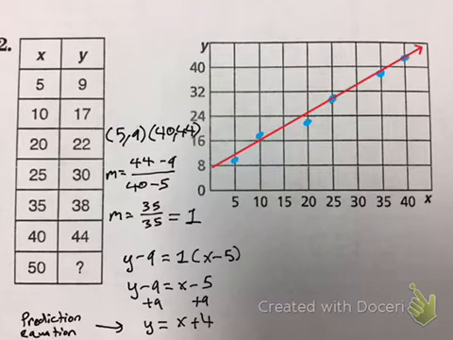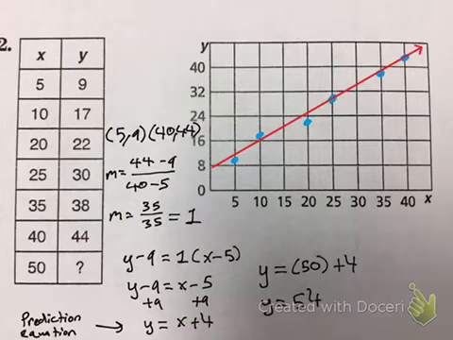Alright, so now I can predict what y would be when x is 50. Plug in 50 for x, and that gives me y equals 54. If you had used 2 different points, you wouldn't exactly get 54, but you would be close to that, somewhere close. It shouldn't be too far off.